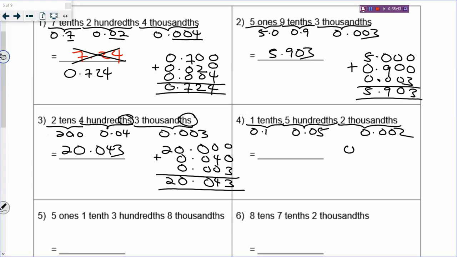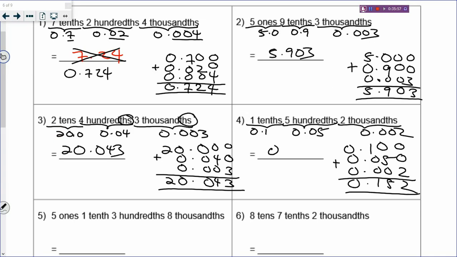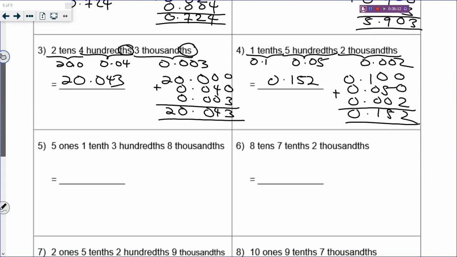Then you add them together: 0.1, 0.05, and 0.002. You put the zeros in the blank spaces, and you will get 0.152. You can see that the answer is very different if you write 1.52 or 15.2; it's wrong. So you have to change all the place value words into numbers, and then you just add them together. Alright, quickly, let's look at one more.